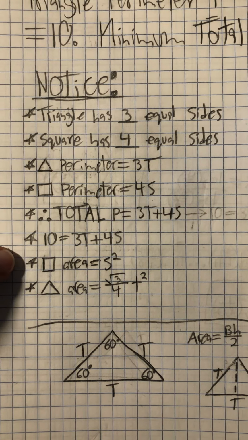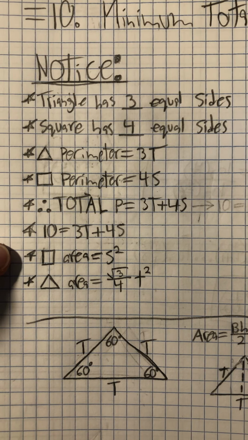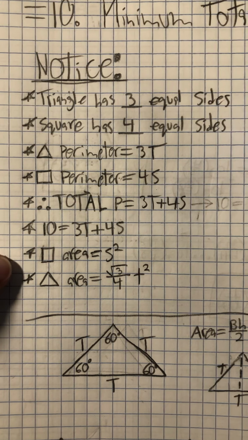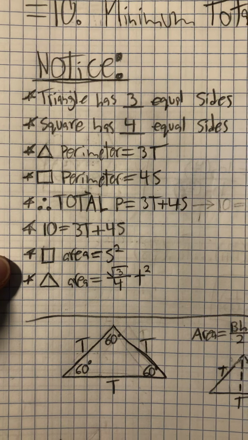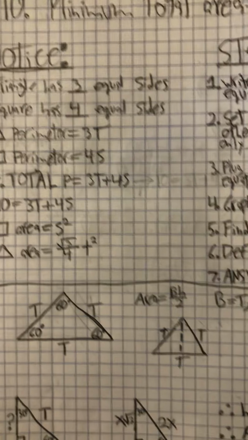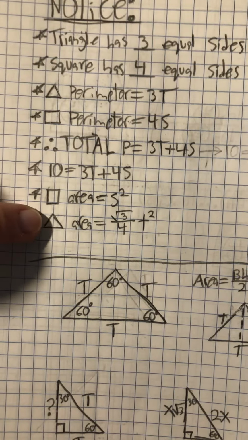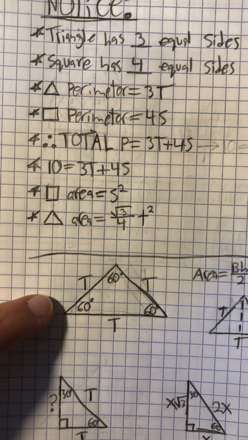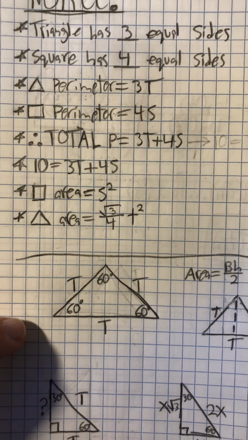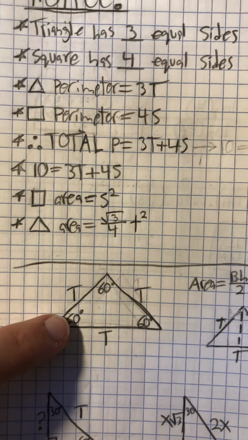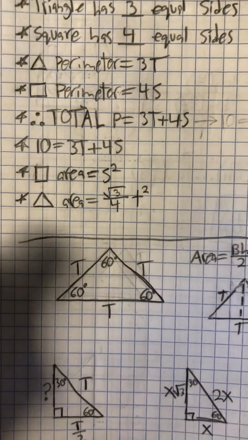Now we know the area of the square is s squared, that's pretty easy, and the area of the equilateral triangle is square root of 3 over 4, t squared. I'm just going to run through this really quickly so you can understand why that's the area. Say we have this equilateral triangle. Each side is length t, and each angle is 60 degrees because that's how equilateral triangles work.